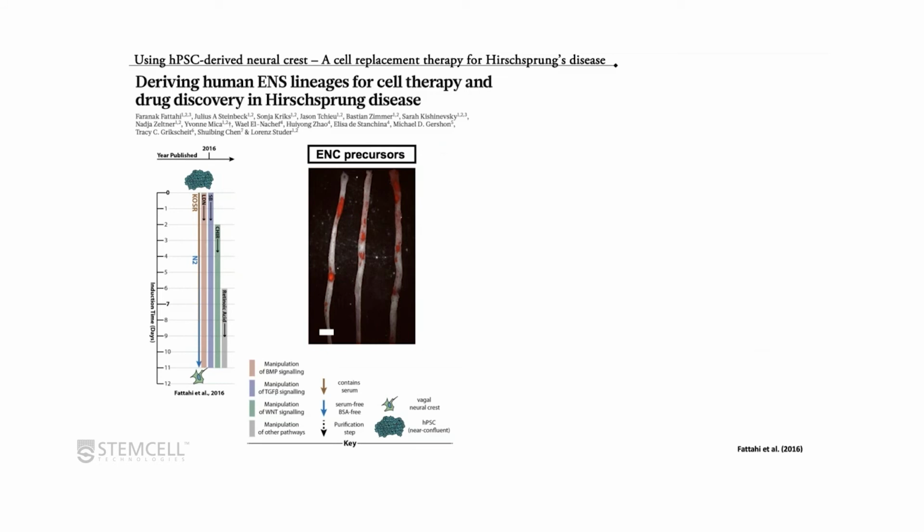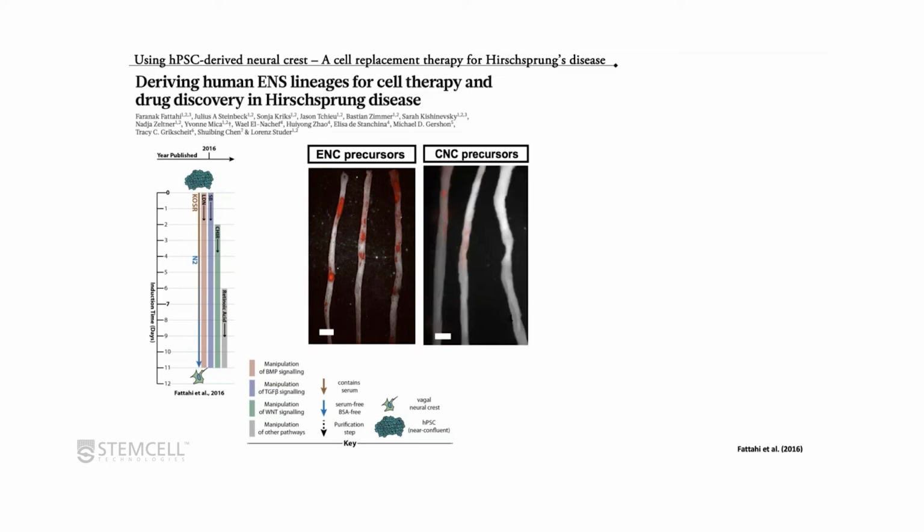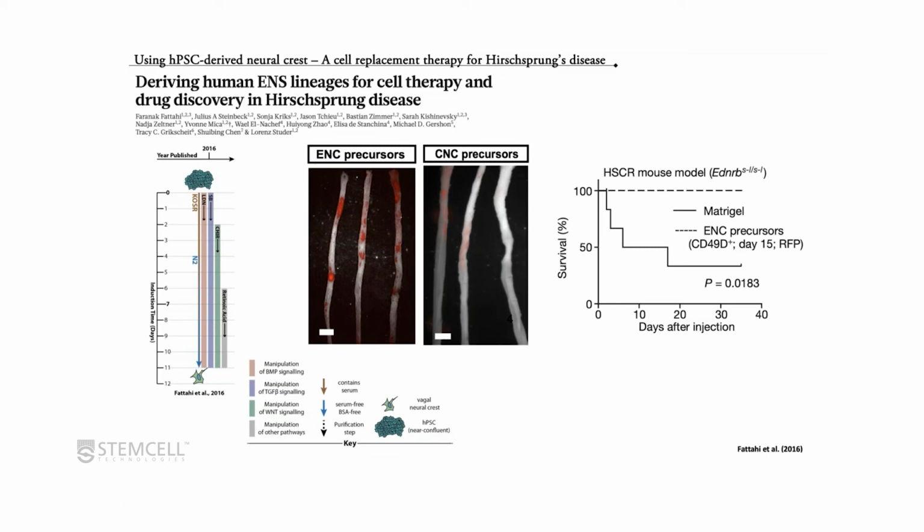What was particularly exciting about this work was that the enteric neural crest generated were able to colonize mouse embryonic gut, and to do so better than cranial neural crest generated in the absence of retinoic acid. So this really highlights the importance of generating axial specific identities with our human pluripotent stem cell derived neural crest. Fattahi even showed that when transplanted into the embryonic gut of a mouse model of Hirschsprung's disease, these human pluripotent stem cell derived enteric neural crest were able to rescue the mice in all cases.